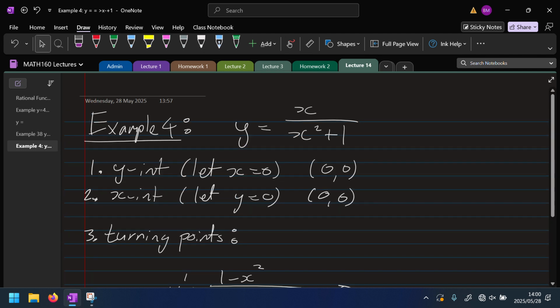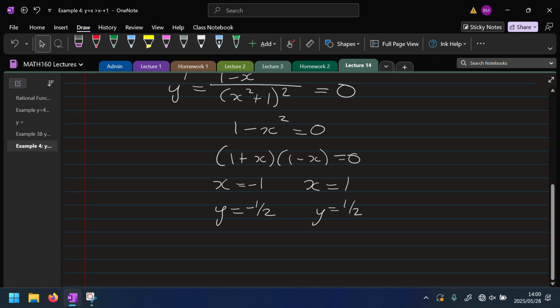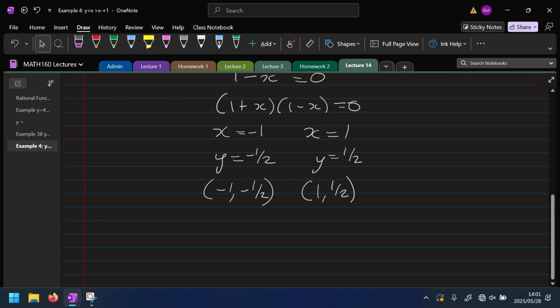We go back up to the top. If we substitute minus 1, we get minus a half. If we substitute 1, we just get a half. So the y values are minus a half and a half. Very quick substitution, you can even do that in your head. So we get (minus 1, minus a half) as our first turning point, and the second one is (1, a half). Turning points done.